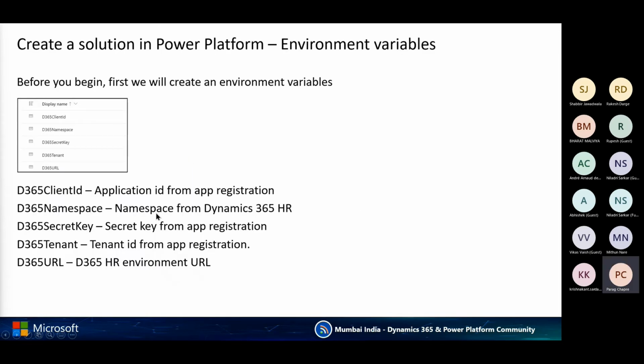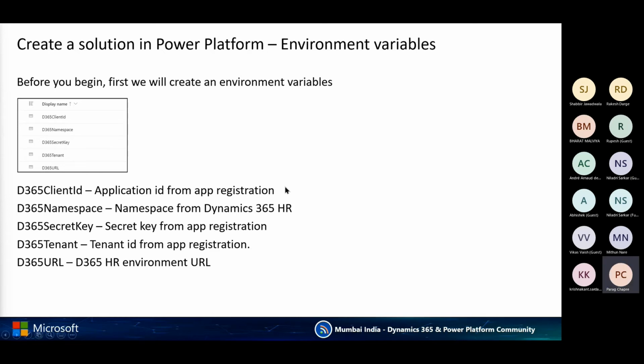Before we begin with the Power Automate solution, the first thing is you have to create an environment variable. Why do we have to create the environment variable? If you are just deploying your solution from one environment to another environment, you don't need to change all the variables in your flow. If you just change this variable, then automatically it will change everywhere.